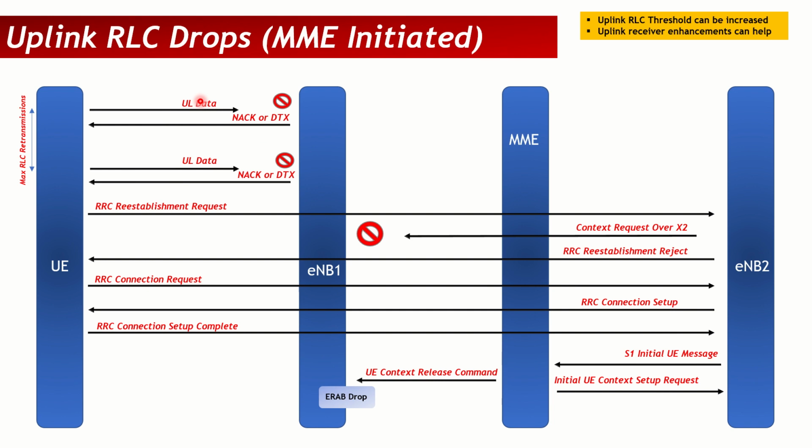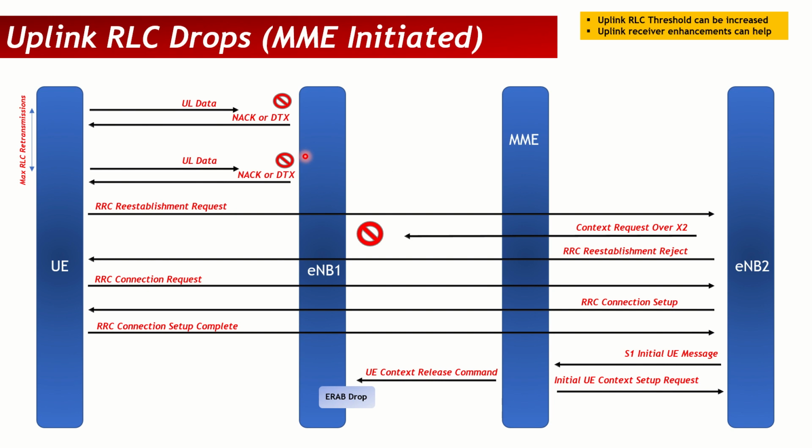So how do we solve this? Now again, one of the simplest cases would be that we can just increase the uplink RLC retransmission threshold. If we do that, let's say we change it from 8 to 16, then the probability of this failure will be reduced and we will have a lesser number of such drops.